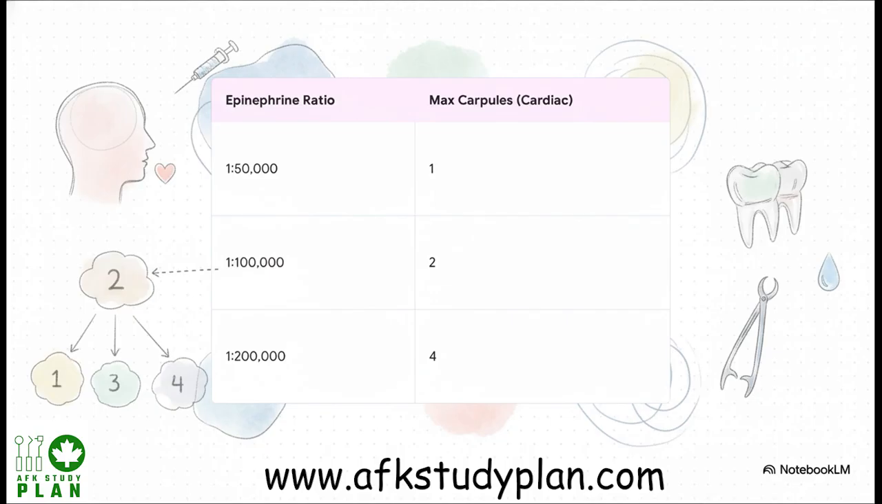And because epinephrine is our limiting factor, we have some very clear, simple rules. The max epi dose for these patients is around 40 micrograms. So what does that mean for you? It means 1 carpule of 1 to 50,000 epi, or 2 carpules of 1 to 100,000, or 4 carpules of 1 to 200,000. Again, no complex math needed, just memorizing these hard limits.